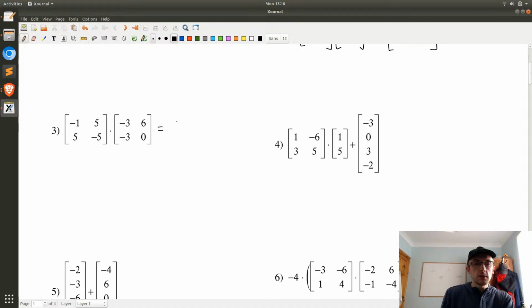A 2 by 2 multiplied by a 2 by 2. That's fine. We're going to have 3 take 15, so negative 12 in the first entry. Negative 6 in the next entry. Negative 15, add 15, so 0 in this entry. 30 in this entry. All good.